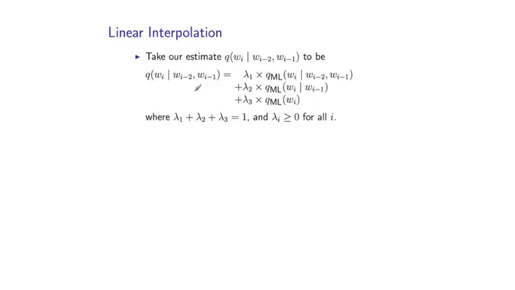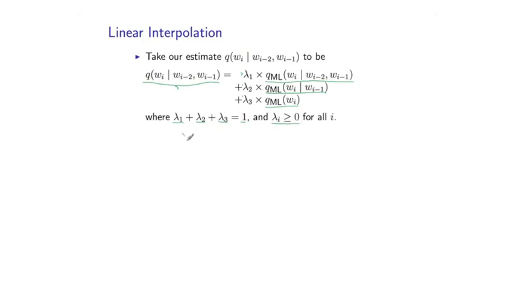So in linear interpolation, we're going to come up with an estimate that takes into account the maximum likelihood estimates at the trigram, bigram, and unigram levels. And this new estimate is actually going to be a weighted average of these three maximum likelihood estimates. We have three additional parameters, lambda 1, lambda 2, and lambda 3, and these dictate the relative weights of the three maximum likelihood estimates. And we have some constraints on these lambda values. They have to sum to 1, and they have to be greater than or equal to 0.